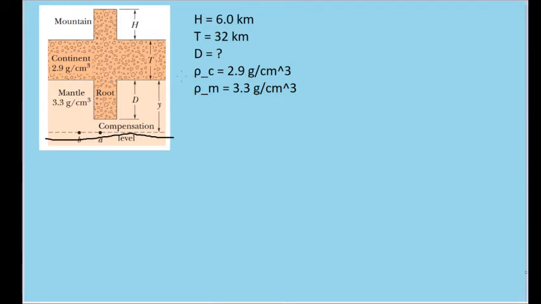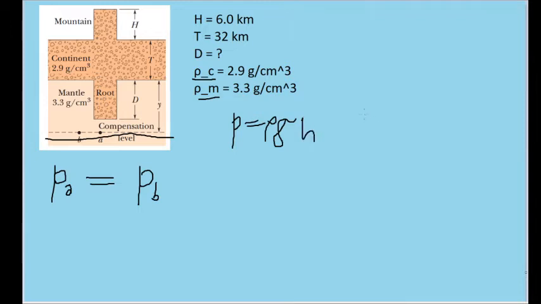And also, I've set rho c to be the density of the crust, and rho m to be the density of the mantle. So we want these two pressures equal to one another, and remember that a gauge pressure due to a depth below a surface is equal to the density of the material times the acceleration due to gravity times whatever the depth is at that point. In this particular case, however, there are different densities to work with and different heights to sum up.